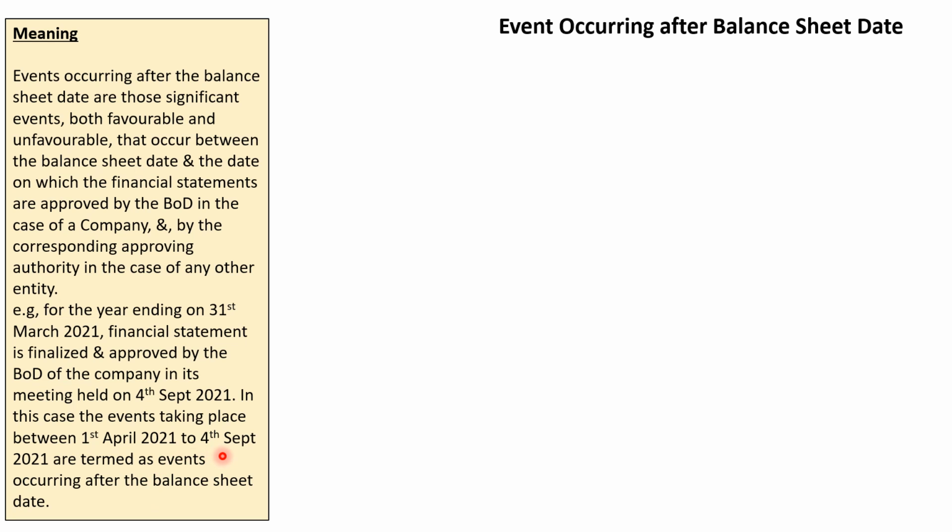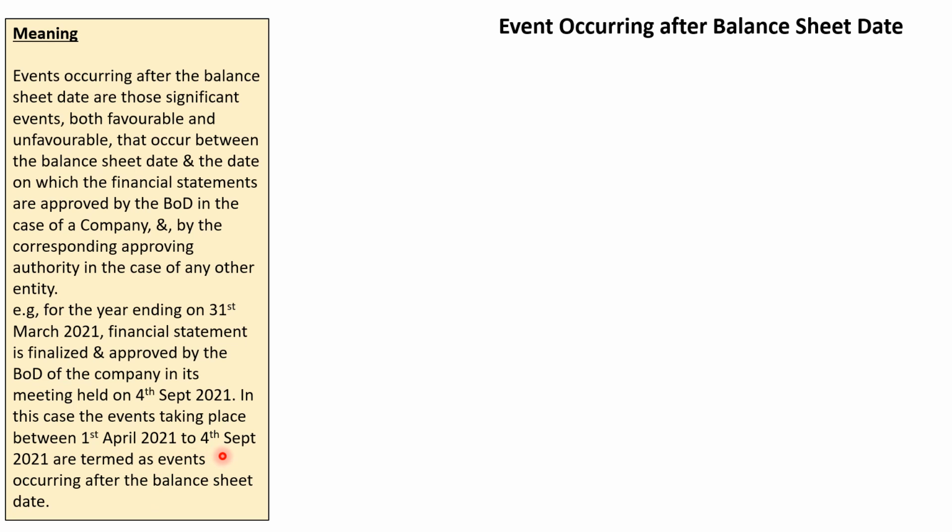Two dates are important. Number one, the date of balance sheet, and number two, the date of approval of financial statements by the approving authority. Whatever events take place between these two dates are called events occurring after the balance sheet date.